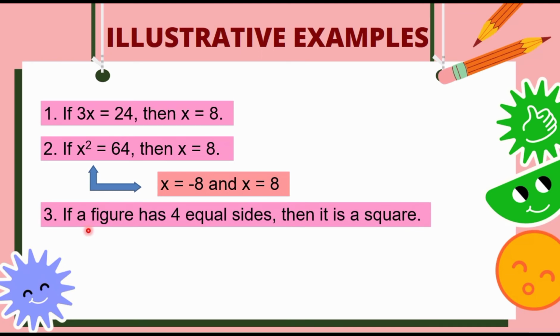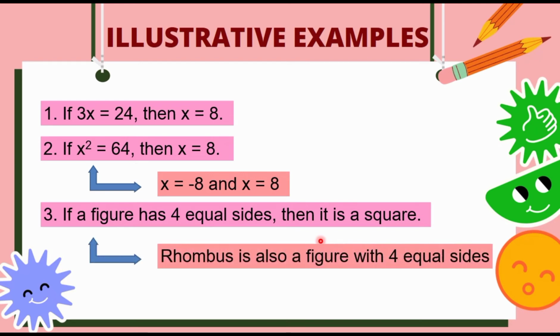How about example number 3? If a figure has 4 equal sides, then it is a square. Okay, square lang ba ang may equal sides or ang merong 4 equal sides? Okay, so is it true or false? So the conditional statement is false. Bakit kaya false ang ating number 3? Since rhombus is also a figure with 4 equal sides.